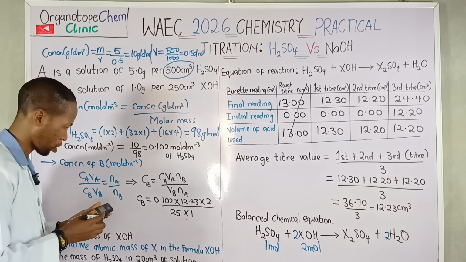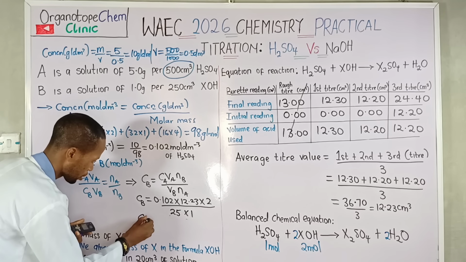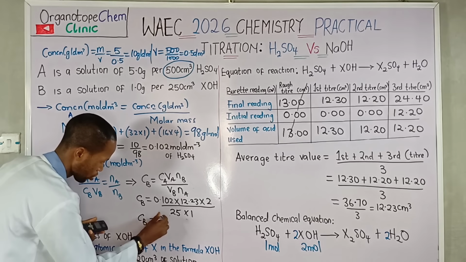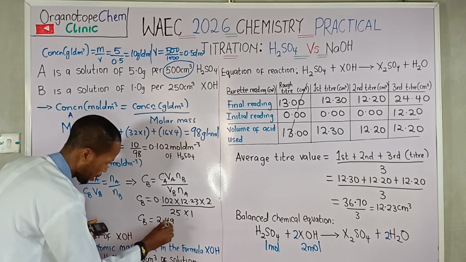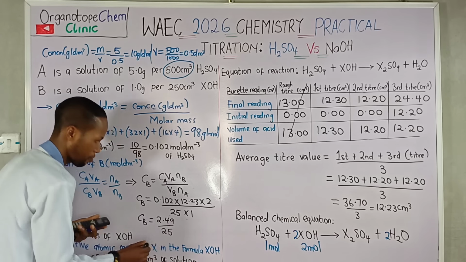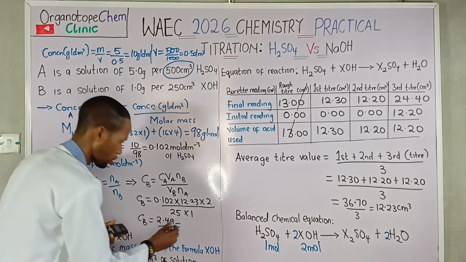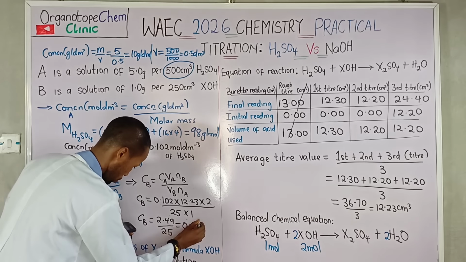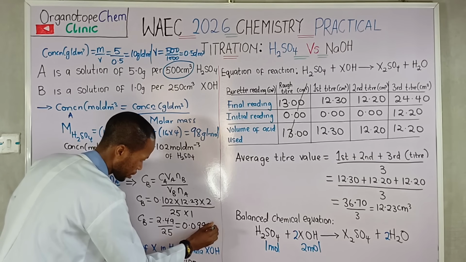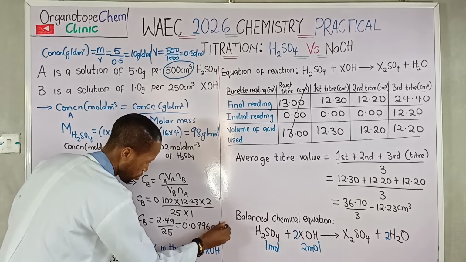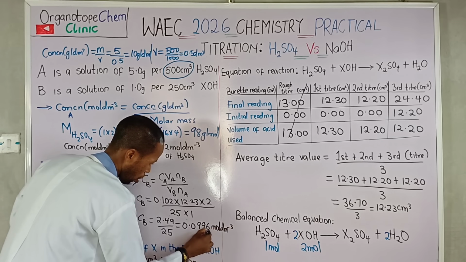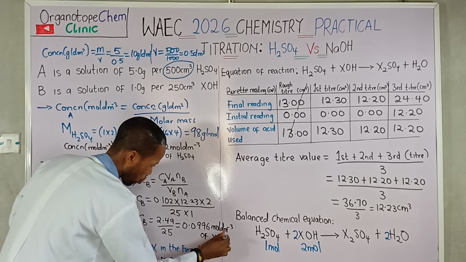When we press our calculator, we are going to have Cb equals 2.49 divided by 25. Okay, so the final answer is 0.0996 mole per dm cube of XOH.